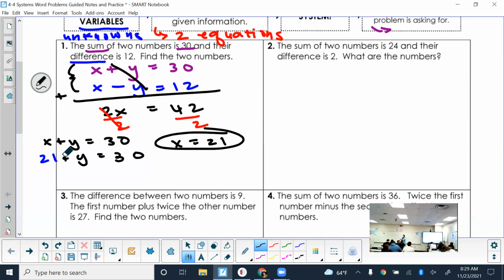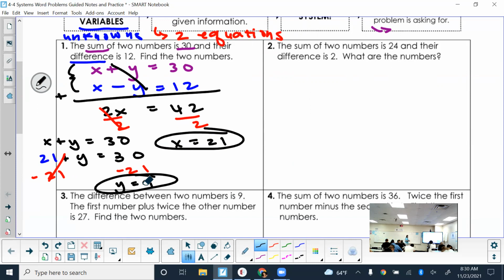And solve for Y. How do you get Y by itself? Think, how can I make this 21 0? Subtract. Good. So do that on each side, and Y equals 9. All right, good. So we have our two numbers, 21 and 9. And you can check it by plugging them both back in. Is 21 plus 9 30? Yes. Is 21 minus 9 12? Yes. So then we're good. Questions about that?